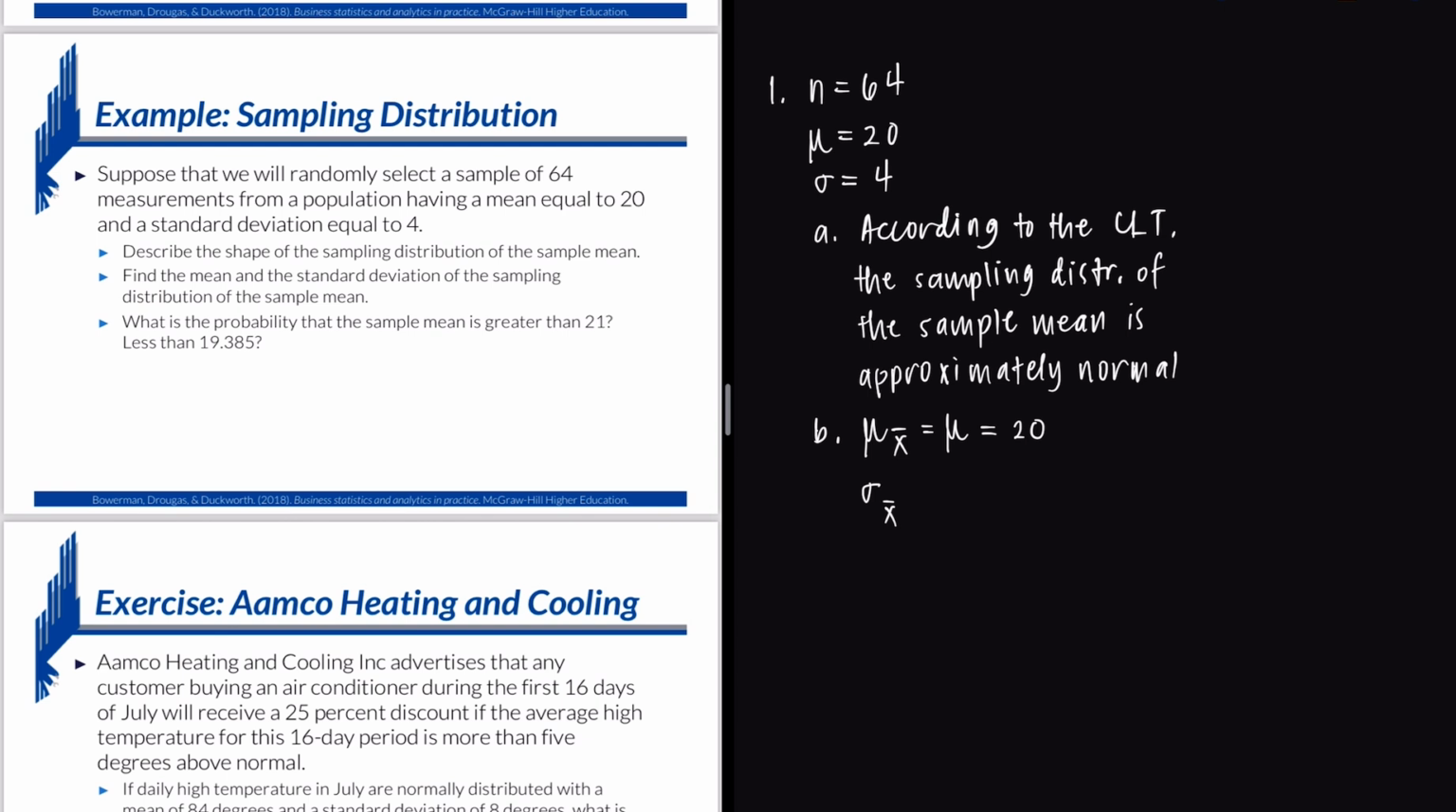So in this case, we assume that capital N is a large number, and therefore we can use the shorter formula, which is simply sigma over the square root of n. So that should be 4 over the square root of 64, or 4 over 8, or a standard deviation of 0.5.